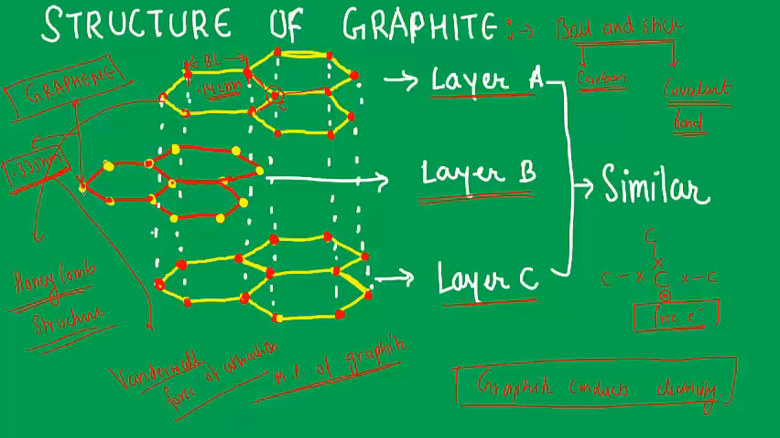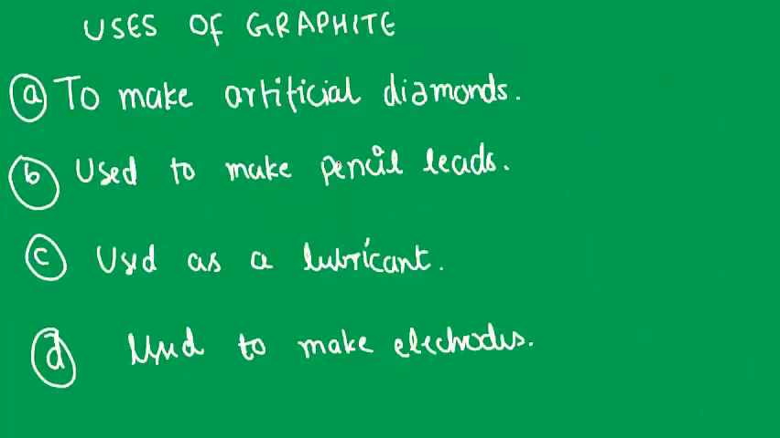I think till this point everything is clear regarding the structure of graphite, right? So now we will discuss some of the uses of graphite. Graphite is used to make artificial diamonds. If you heat graphite at 3000 degrees centigrade in the absence of air, you will get diamond. As soon as you heat graphite at 3000 degrees centigrade, with high heat and pressure and absence of air, that is absence of oxygen, you will get diamond, right?